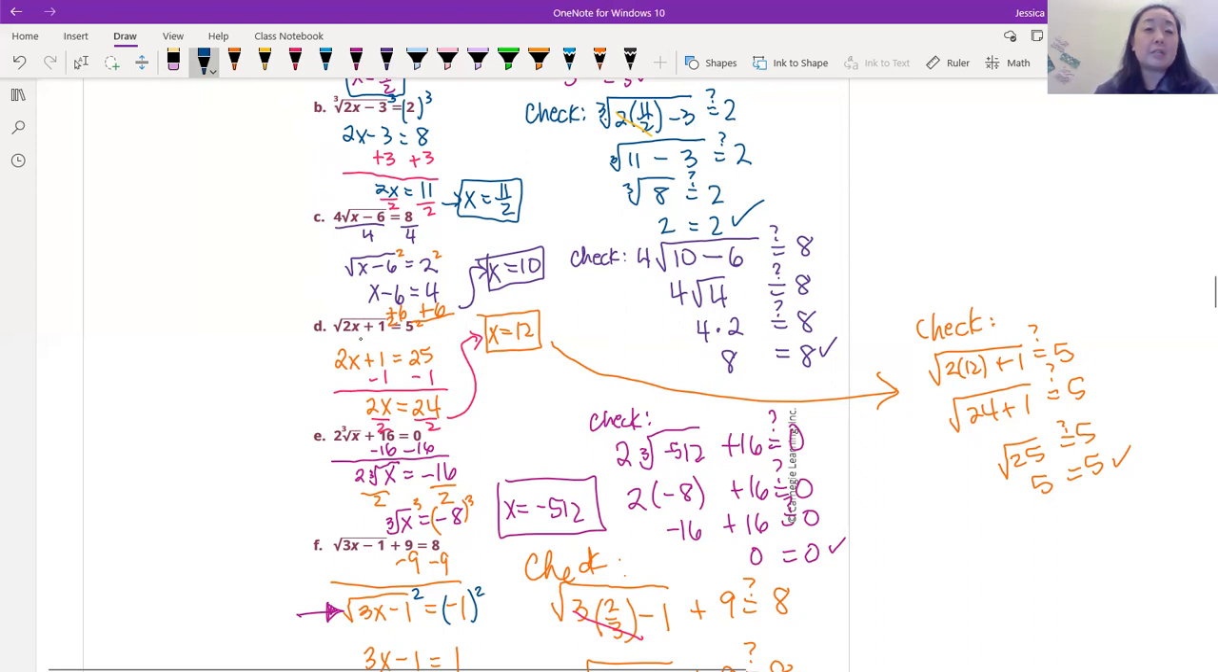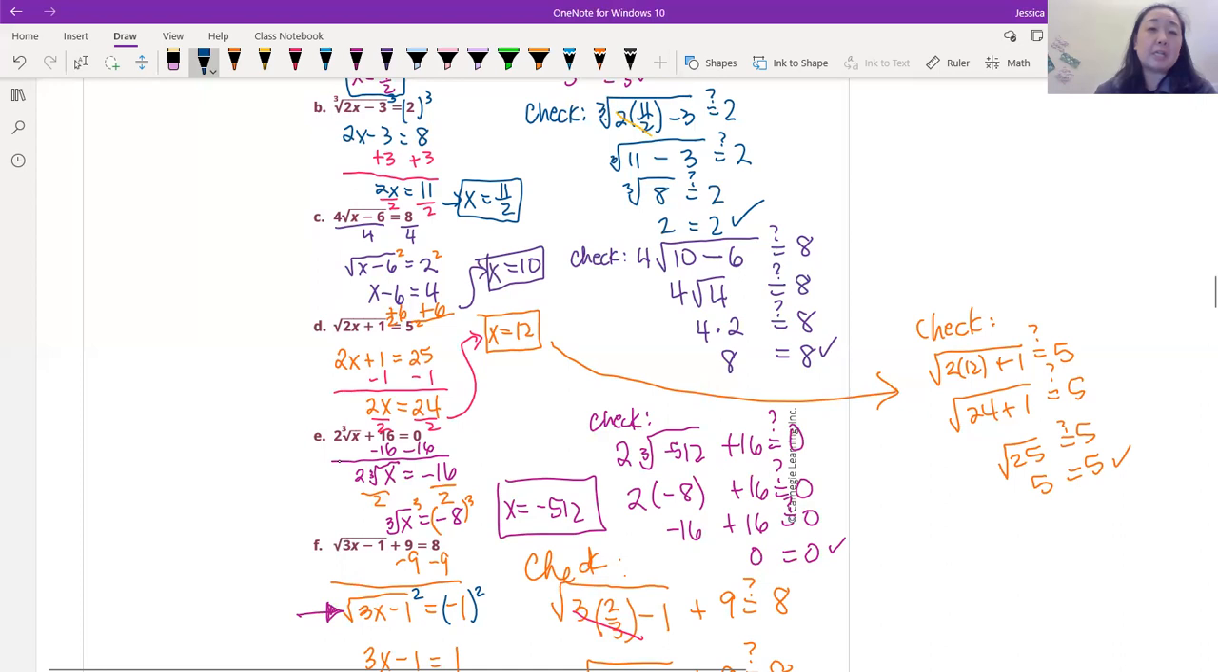And for this next one, D, again, we got the square root by itself, so we're going to square both sides first. We got 2x plus 1 is equal to 25, because 5 squared is 25. Subtract 1, get rid of the 1, then divide by 2, and your answer should be 12. And our check is way over here on the right. So remember, just plug in 12 for x and do the work. Simplify the left-hand side, and you'll notice, oh, the square root of 25 is equal to 5. So yes, it does check out.